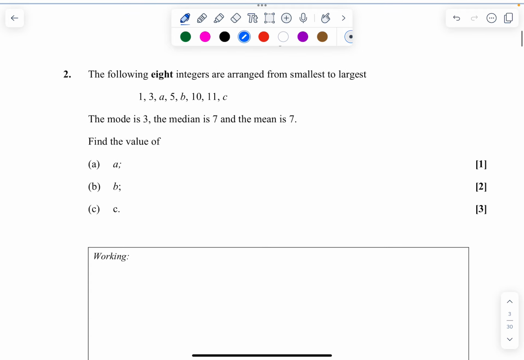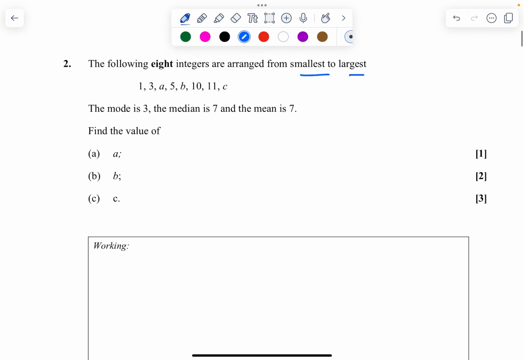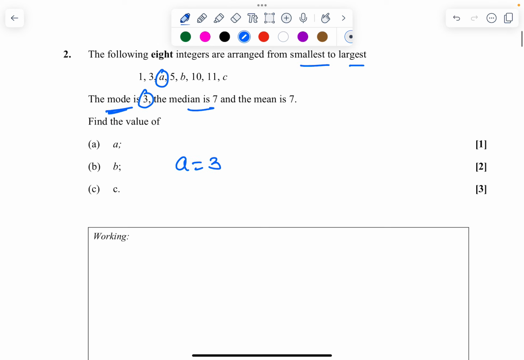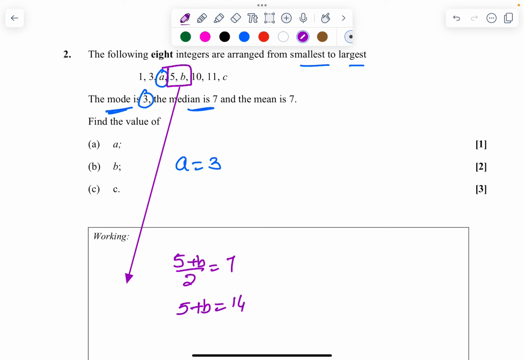The following 8 integers are arranged in smallest to largest. The mode is 3. The mode is 3 means A also has to be 3, because mode in the sense is whichever is repeating more number of times. So A has to be 3. Then the median is 7. Median means the middle number. We can see that 5 and B are the middle numbers. So 5 plus B upon 2 should be equal to 7. So 5 plus B equals 14. So B equals 9.